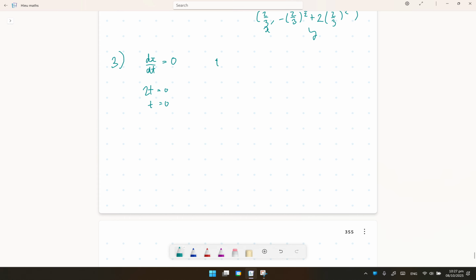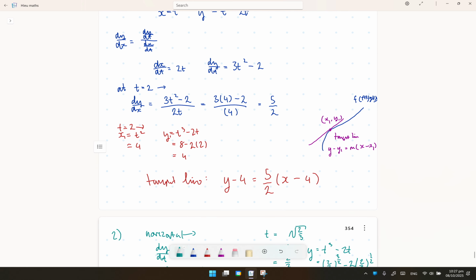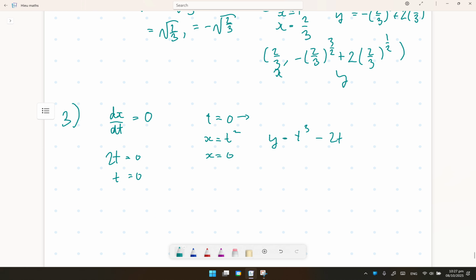And now let's just find the coordinate when t equals 0. So x is equal to t squared, therefore x is going to be equal to 0. Y is equal to t cubed minus 2t. I'm going to check really quick. T cubed minus 2t, yep, you put 0 into there. 0 cubed is 0, minus 2 times 0 is 0. So y equals 0, and therefore the position where the graph is going perfectly vertical is 0, 0. And this is an x and y coordinate.